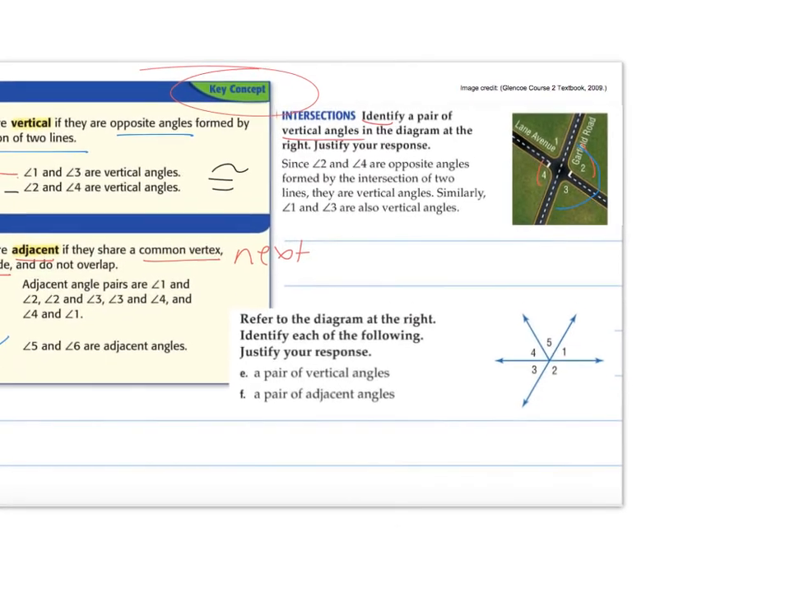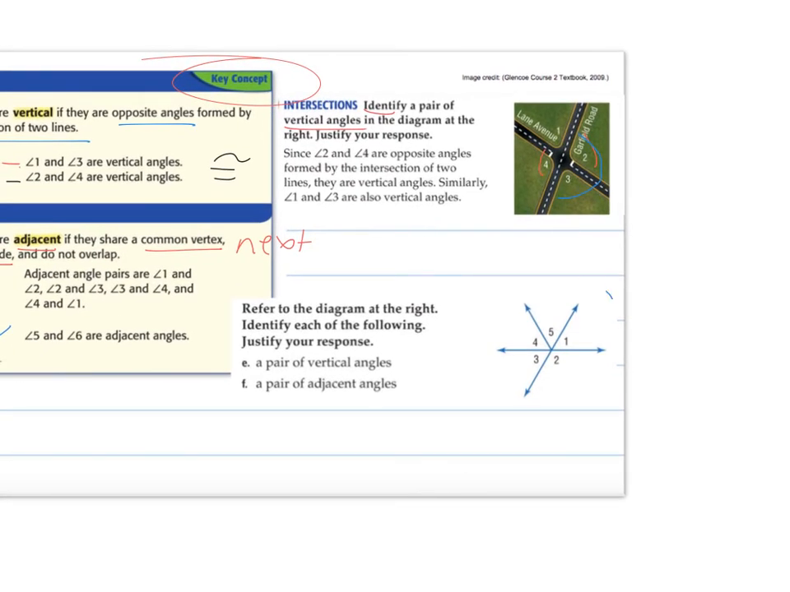Okay, so looking at this one, we're going to refer to the diagram here and identify each of the following and justify a response. So for E, we are being asked to find a pair of vertical angles. It could be any pair that is vertical of each other by intersecting lines. So I'm going to go 3 and 1 because notice they intersect by these two lines right here and they're congruent. So angle 3 and angle 1 are vertical angles.